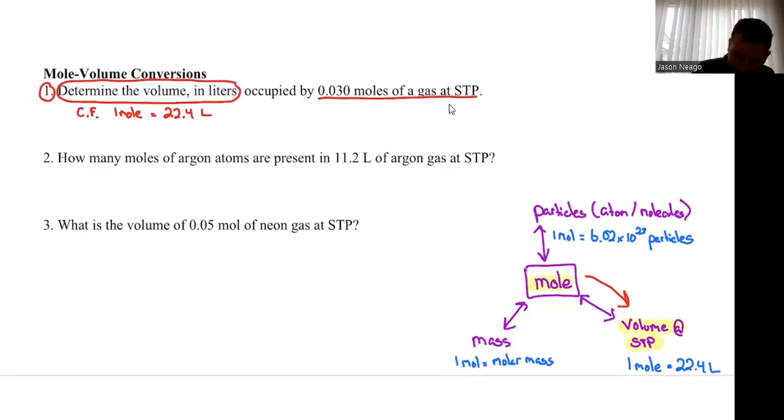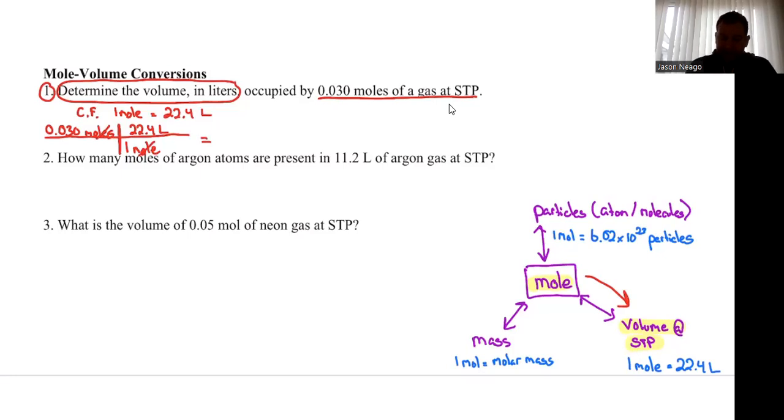So I'm going to use my cancellation line. I'm going to put what's given, 0.030 moles. And I'm going to draw my vertical line to separate my given from my conversion factor. Since I have moles in the numerator above the cancellation line, I need moles in the bottom. So I'm going to write 1 mole on the bottom and 22.4 liters on the top. My moles cancel, and I'm left with the unit of liters.